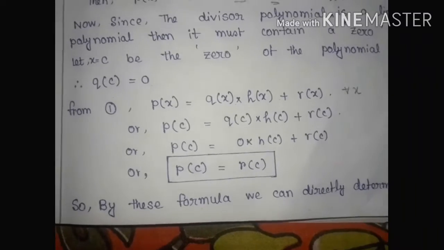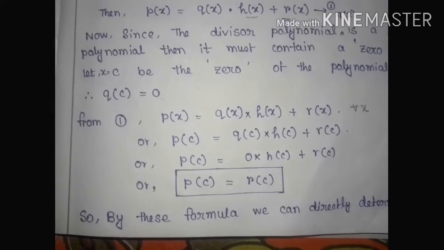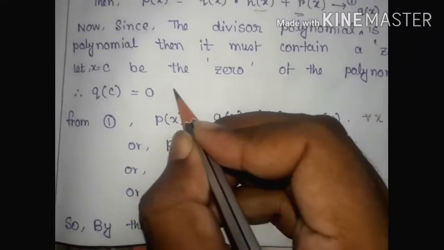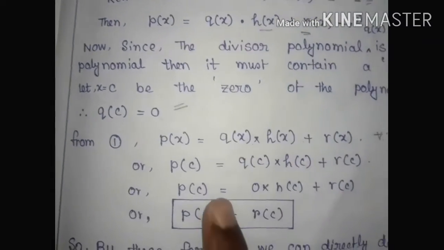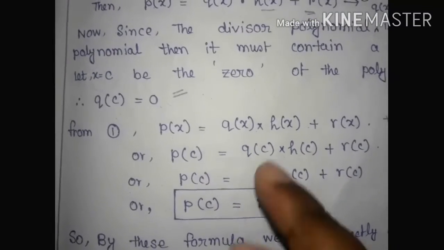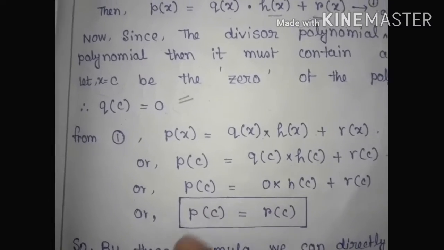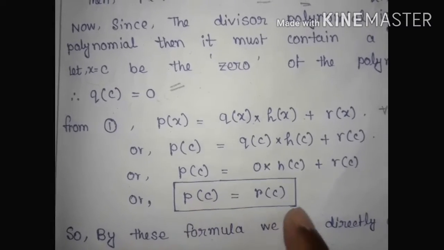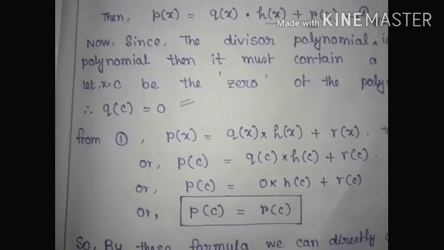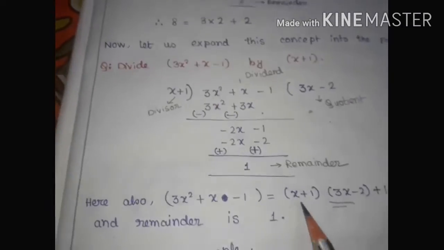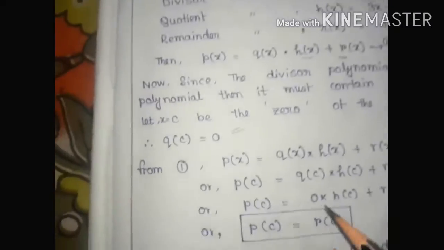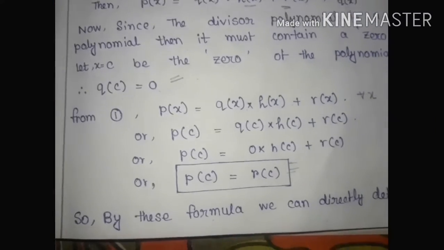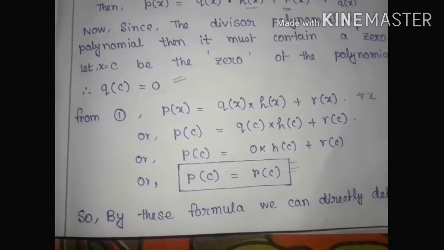That means if we substitute x by c, then pc equals qc into hc plus rc, but qc equals 0. That means pc equals 0 into hc plus rc. Since qc equals 0, pc equals rc. So we get the remainder directly by this formula. We need not calculate the remainder in the long way. We can directly find the remainder by this formula. How can we find it? Let us see some examples.